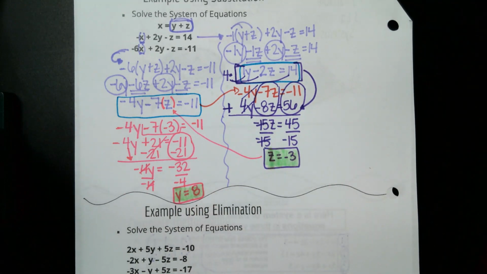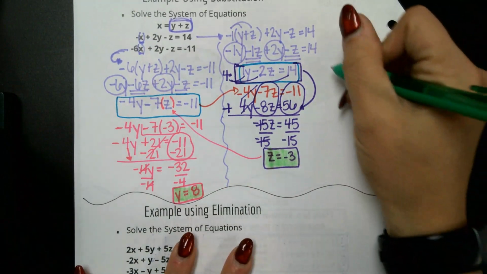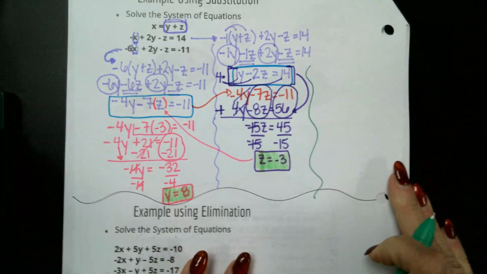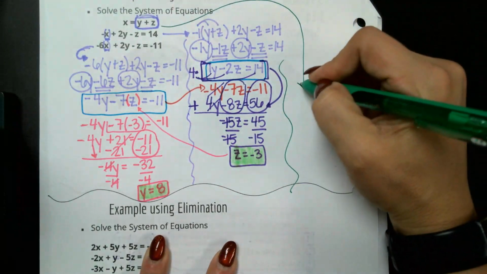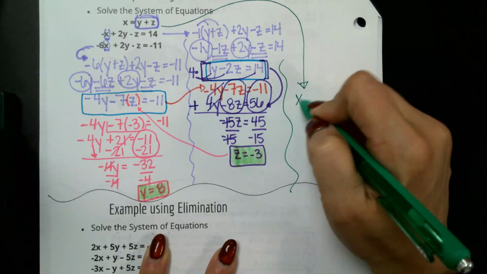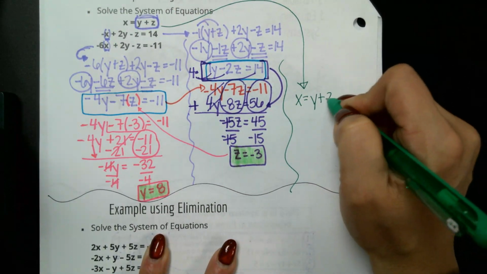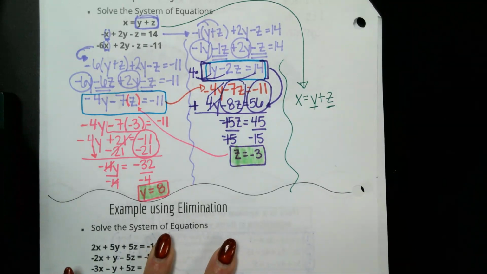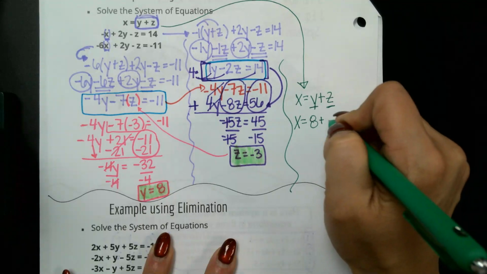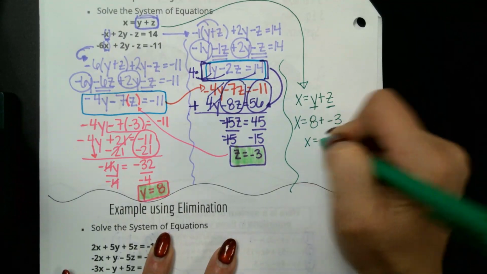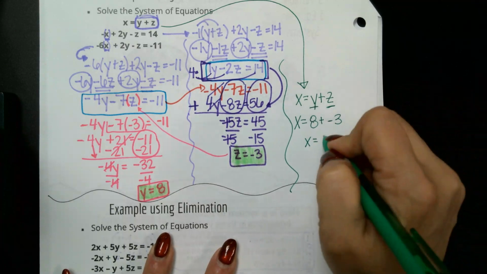So we're now using substitution again. We're going to take, so this is the final piece here. I keep trying to use different colors so you guys can kind of see all the different steps that I'm doing. My final piece is taking the original top equation that said x equals y plus z, and I now have a number to plug in for both y and z. X equals 8 plus negative 3, which is 5.